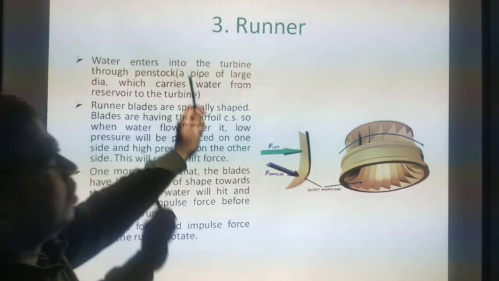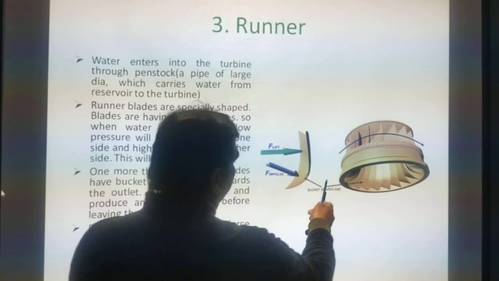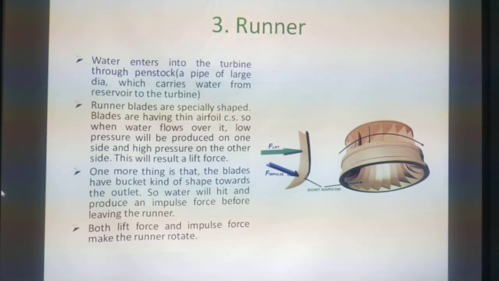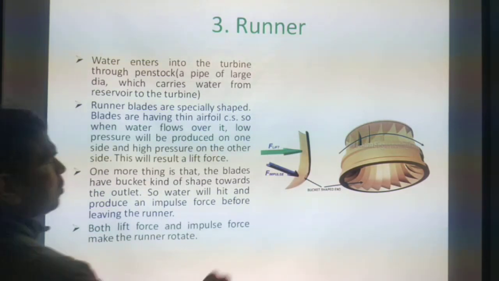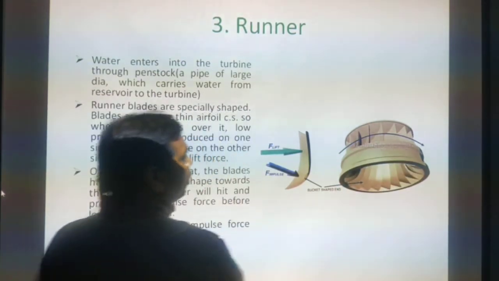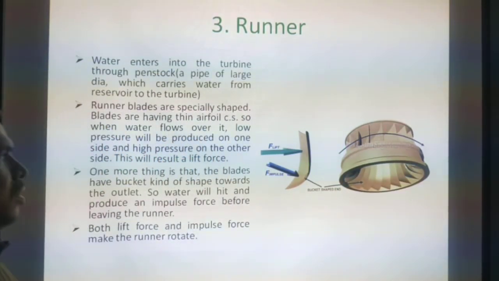So here is your main part, the runner. Water enters the turbine through a penstock. A penstock is a pipe of large diameter which carries water from the reservoir to the turbine. The runner blades are specially set. This is one runner blade. There are many runner blades installed in this turbine. The number of runner blades varies from 16 to 24 according to our need.